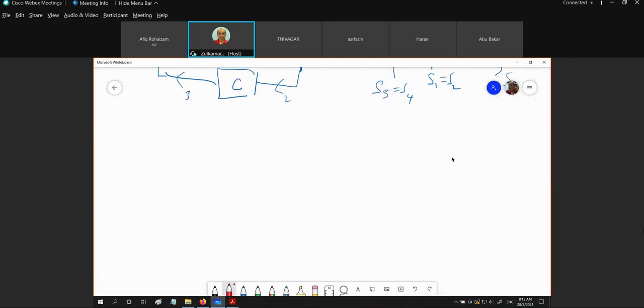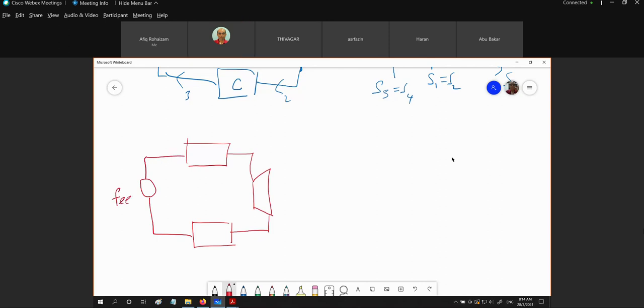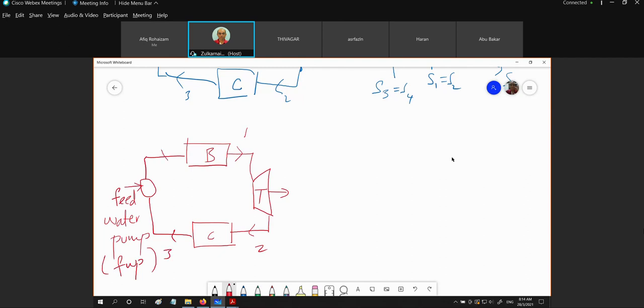And our schematic diagram right now should look like this for the Rankine cycle. The boiler is the same. And then we have our turbine, we have our condenser, and now we have our feed water pump. So this is the feed water pump, and I refer to this as FWP. Okay, so this is our feed water pump. Work coming in, work going out. Our boiler, our turbine, our condenser. Again, the states are the same: 1, 2, 3, and 4.